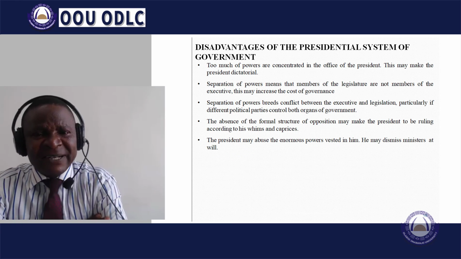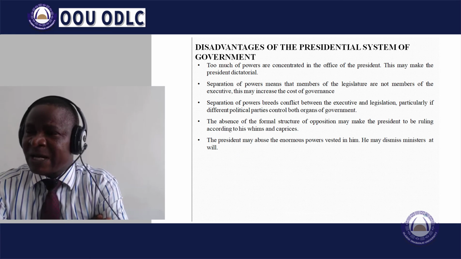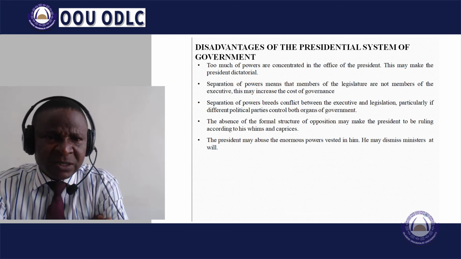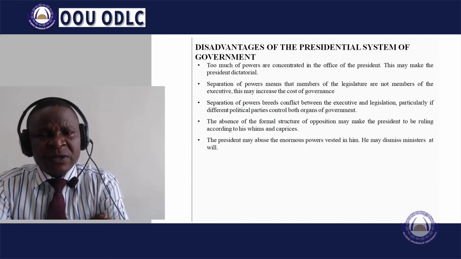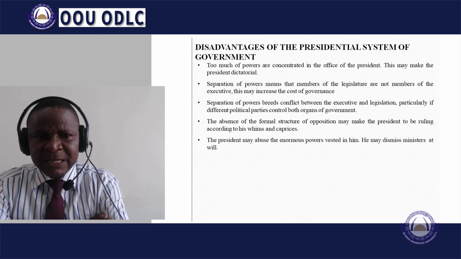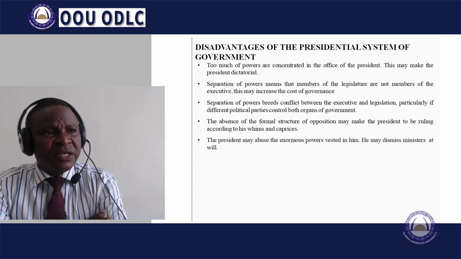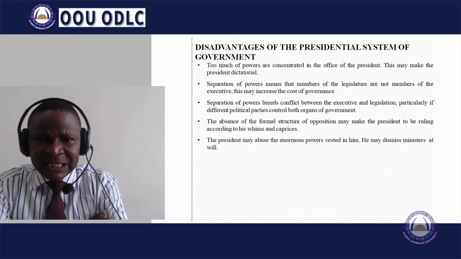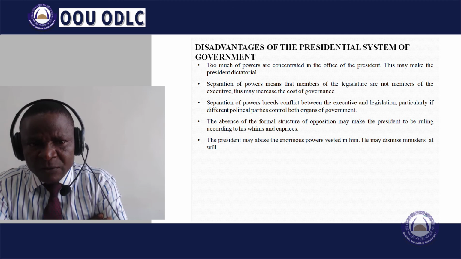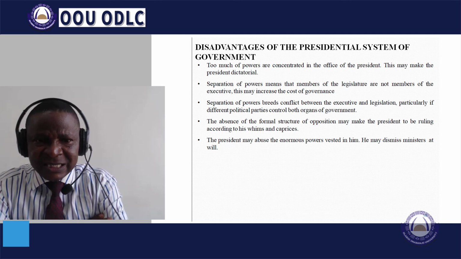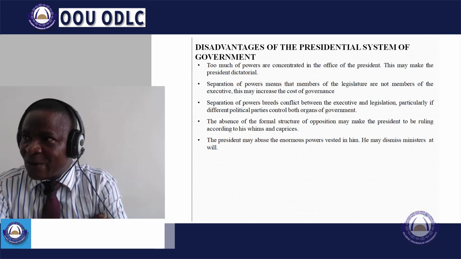Despite these advantages, the presidential system also has some shortcomings. So let's talk about one. Too much power is concentrated in the office of the president. This may make the president a dictator. Two, separation of powers means that members of the legislature are not members of the executive. This may increase the cost of governance.